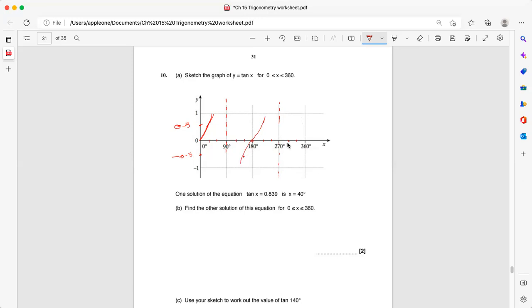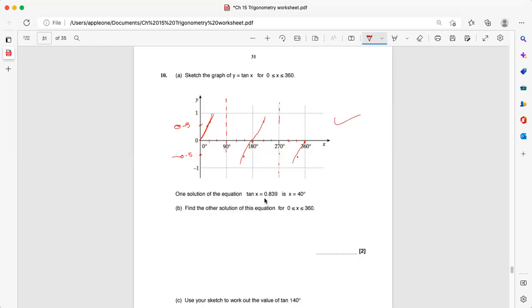So just plot these points. Then here is 300. Tan 300 is below minus 1, we can't do that. Tan 330 is minus 0.57, so let's say somewhere here. And tan 360 is giving you 0. So fine, students, that is a sketch for tan.